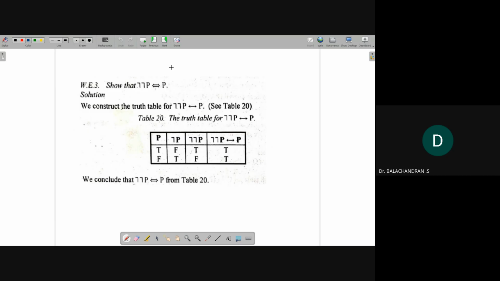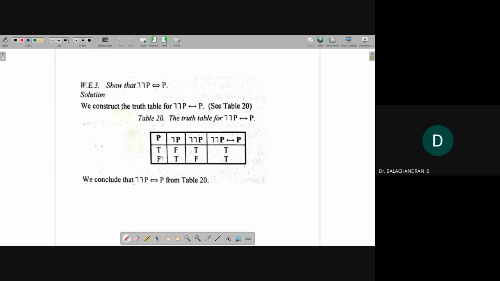So negation of negation of P is again P. So these two are equivalent. To prove two expressions are equivalent, I need to prove that the first expression biconditional the second expression is a tautology. I need to show that. So for this I need P, negation P, negation of negation P, and then the last, this expression, negation of negation P biconditional P.